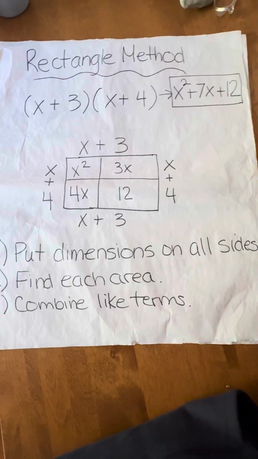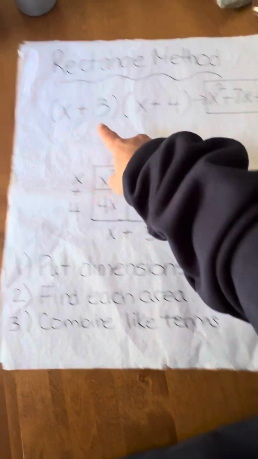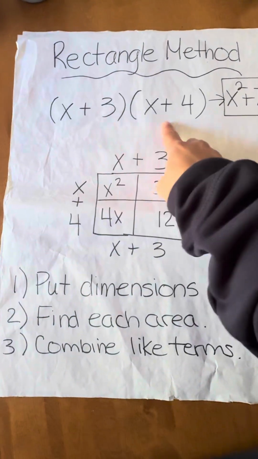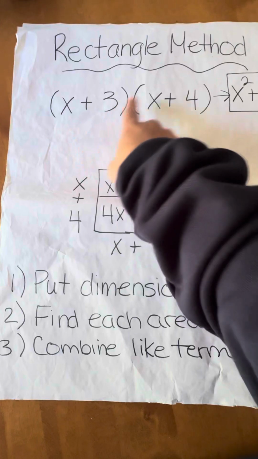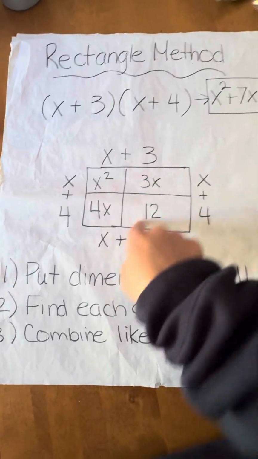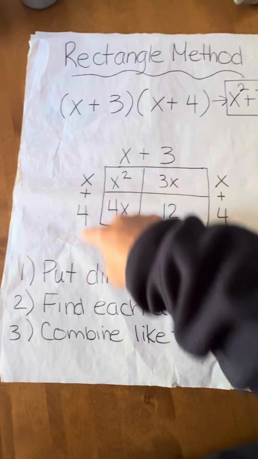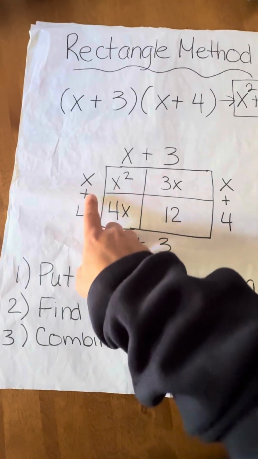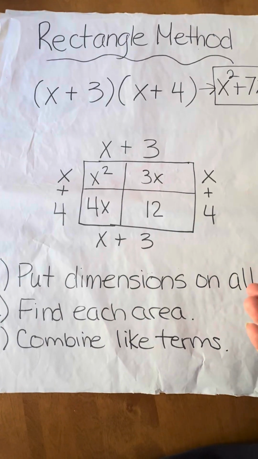So if you are not familiar with this method, it's really simple. It's also called the area method or the area model. So we have x plus 3, x plus 4. As you can see, I just made 4 boxes. There are 4 terms, 4 boxes. X plus the 3 goes here, or it can go here. It doesn't really make a difference. And then the x plus the 4 down here. And then you just find the area of each of the boxes.